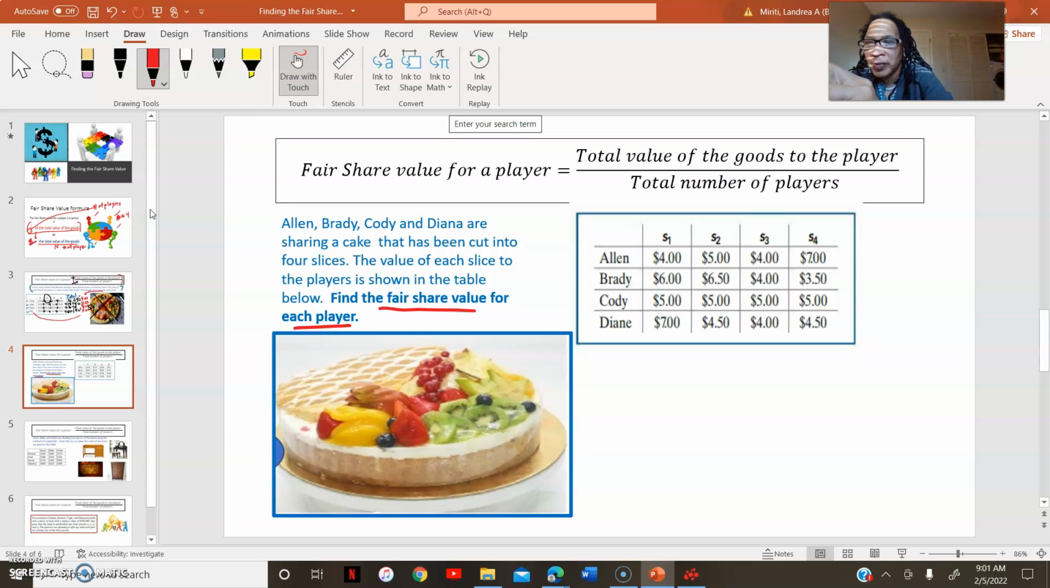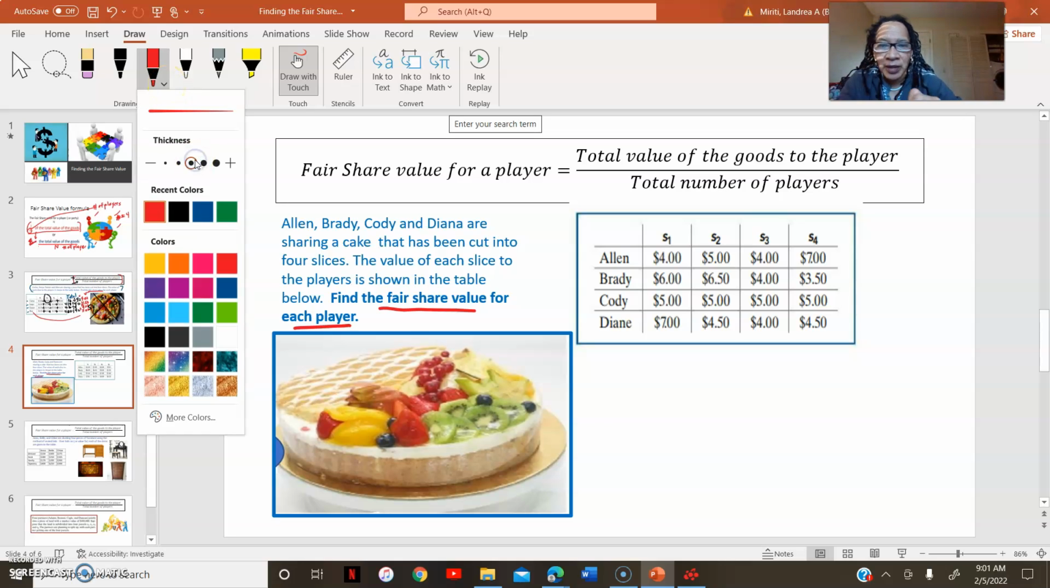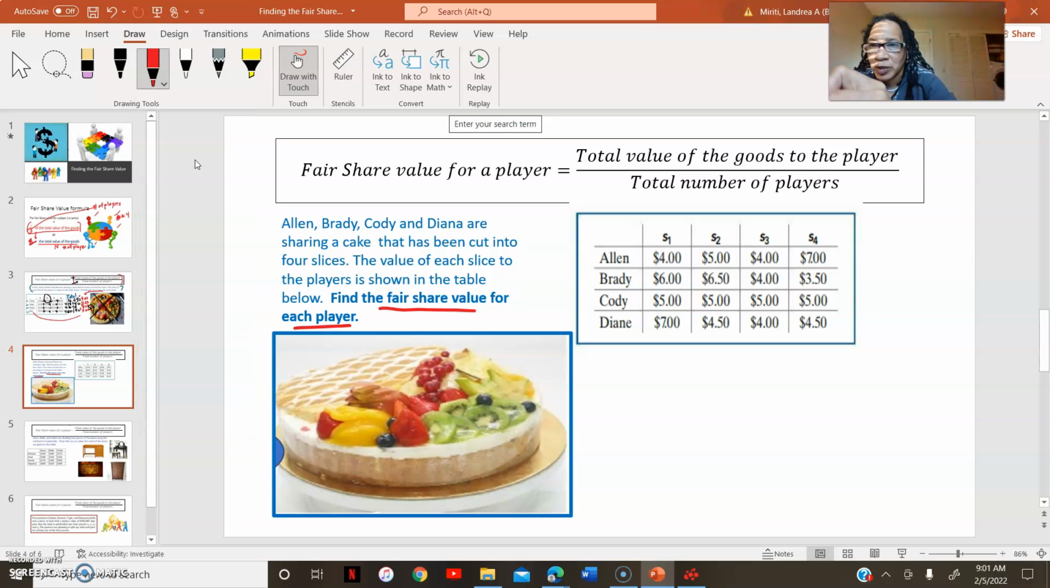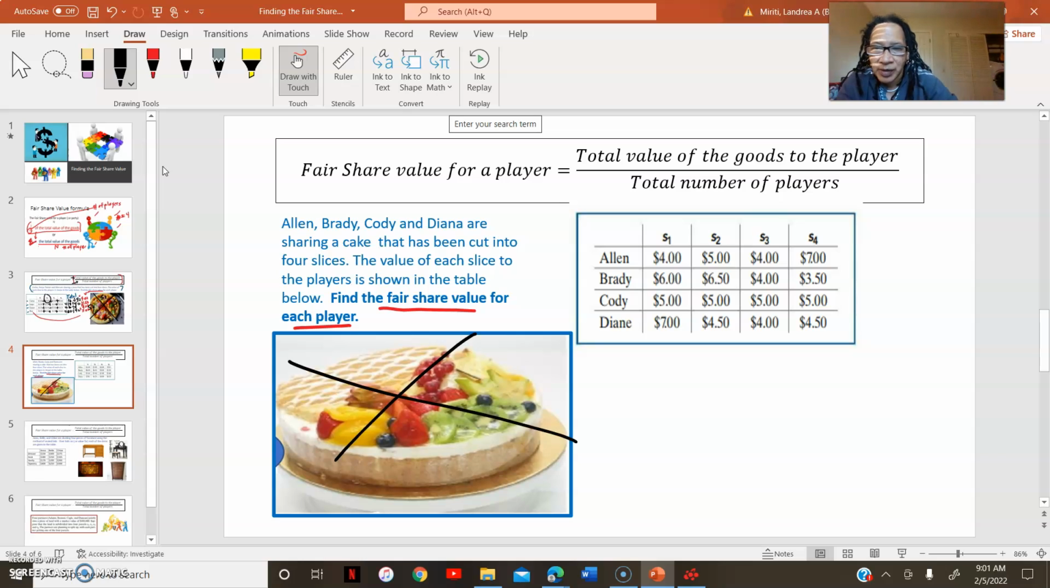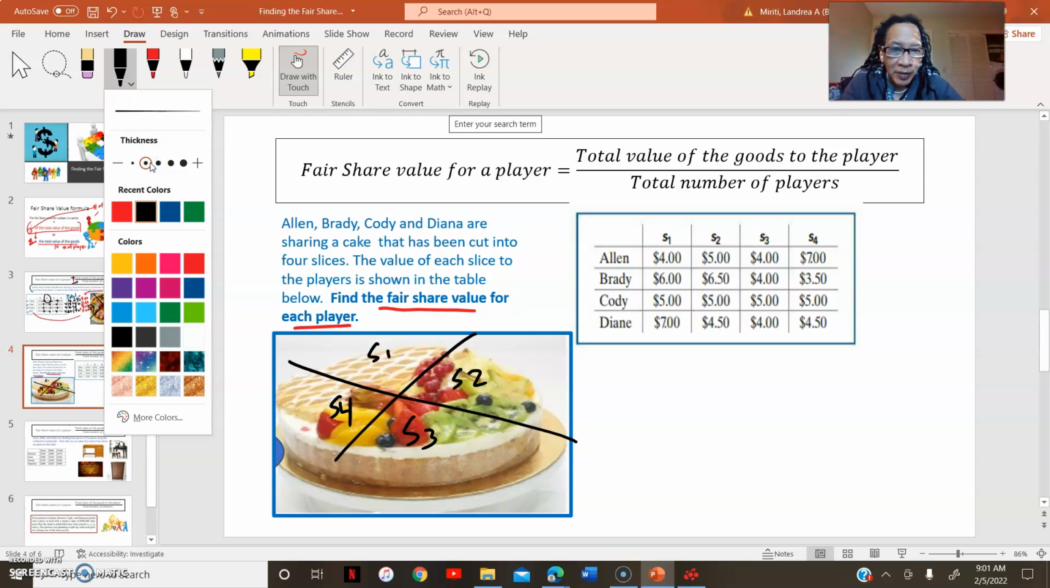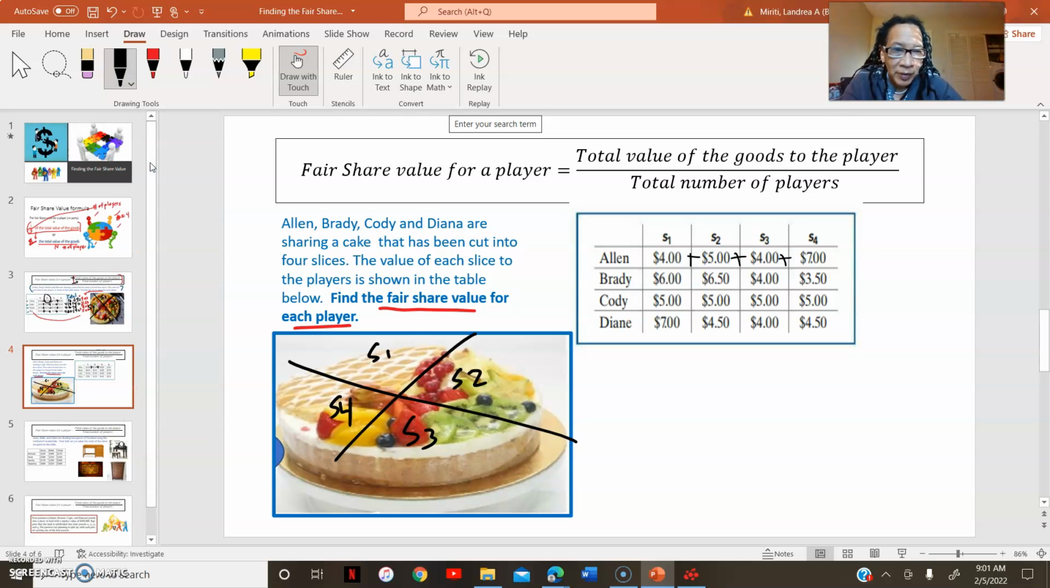Well, for each of these players here, they're sharing this cake. We can pretend that the cake has been split into 4 slices. Not pretend, but that's exactly what happened. And they have somehow valued these slices, and those values are in the table.